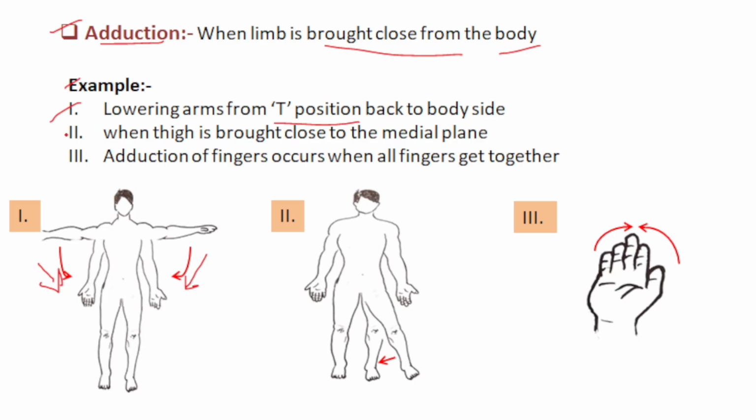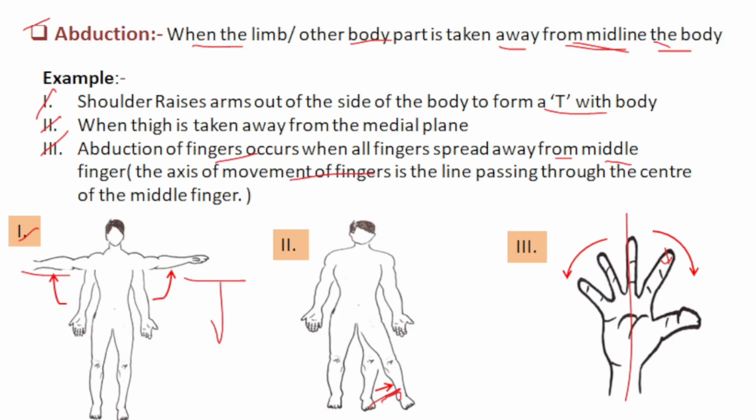Then the second example is when the thigh is brought closer to the medial plane. You see in the second picture that the thighs or the legs are closer to the midline. And the third example is adduction of the fingers, which occurs when all the fingers are together. You see in this third picture that all the fingers are closer to each other. So these all are examples of adduction. So when limbs or any other body parts are brought closer to the midline of the body, it is called adduction, and when taken away from the midline, it is called abduction.